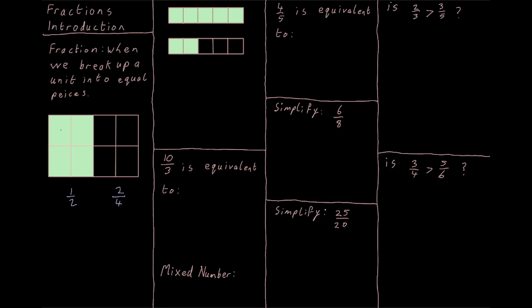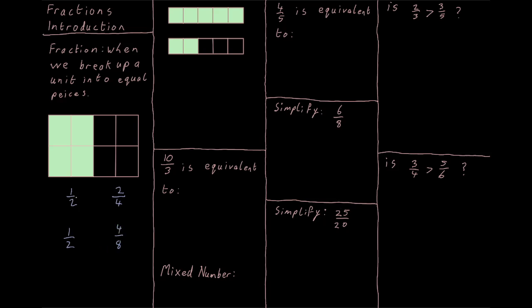When we have broken this up into more halves, we find that we now have 1, 2, 3, 4, 5, 6, 7, 8 pieces. And how many of those pieces are colored in? We have 1, 2, 3, 4 of them colored in. So we had half of our block colored in, and now we've broken it up into 8 equal pieces, and 4 of them are colored in.